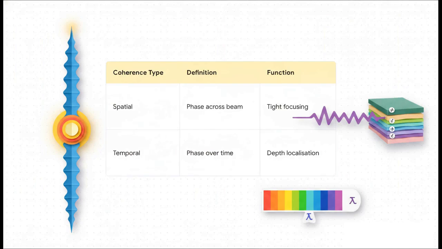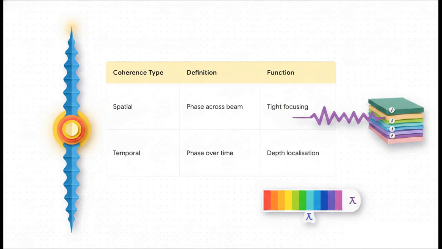Now, coherence actually comes in two distinct flavors, and knowing the difference is super important for OCT. First, there's spatial coherence. This refers to the phase relationship across the actual width of the beam. A spatially coherent beam basically oscillates together across its whole profile, which lets us focus it incredibly tightly. Temporal coherence, though, that's about how well the phase relationship is maintained over time, or basically along the length of the beam as it travels forward. And here is a super crucial detail. Temporal coherence is tied closely to the spectral bandwidth of the light.